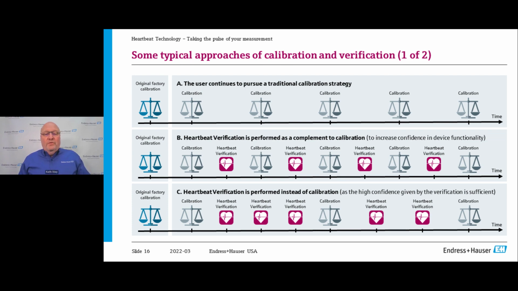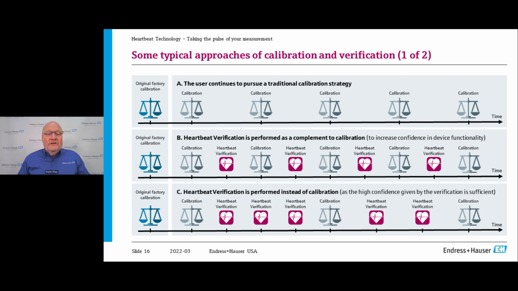You're calibrating every 12 months. If this is a critical measurement and it passed on year 1 and didn't pass on year 2 during that calibration, how do you know where in that 12-month cycle that it fell out of calibration? You really don't. Heartbeat verification at least gives you an indication that the device is performing as specified at that particular point in time, so you have risk mitigation within your system.